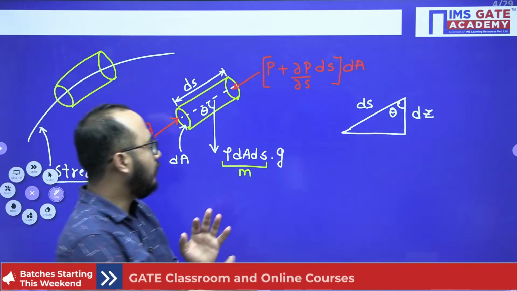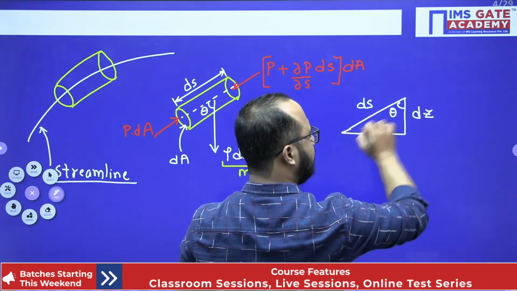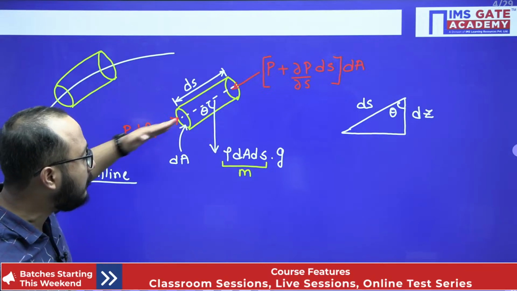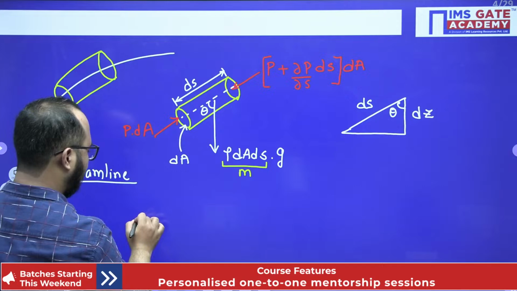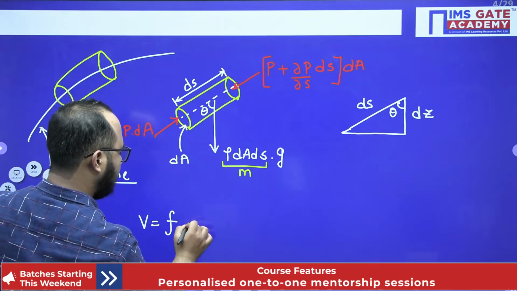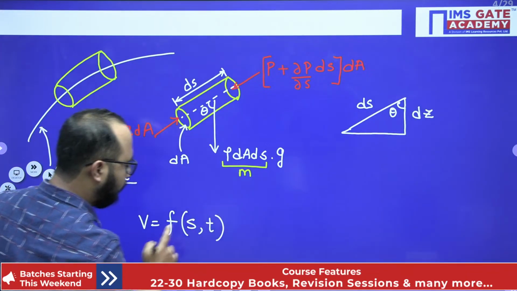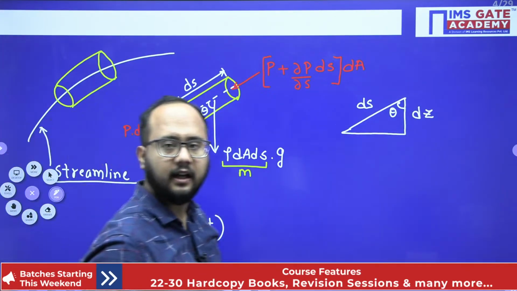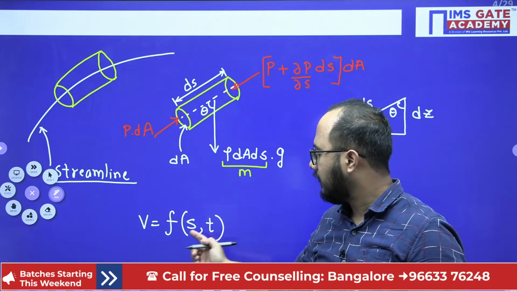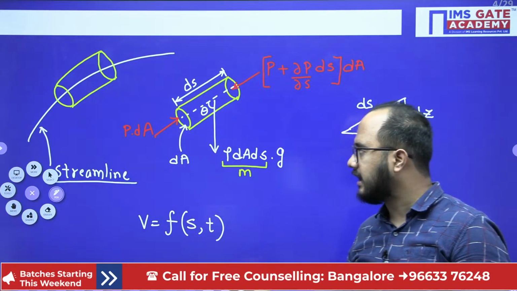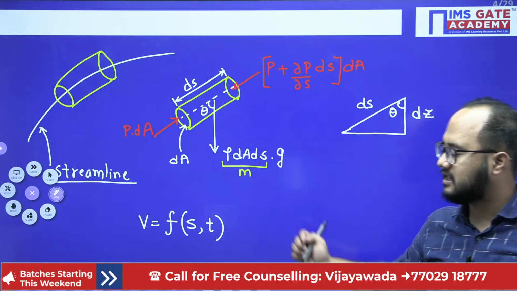So what is this value here? This is ds along the streamline. Very important point: along the streamline I have taken. Now if I talk about the velocity, velocity will be a function of s, along the streamline, the space, and time. I hope this point is clear to everyone. This basic fundamental thing you should be clear about: velocity is a function of space and time. S stands for the space and T stands for time.